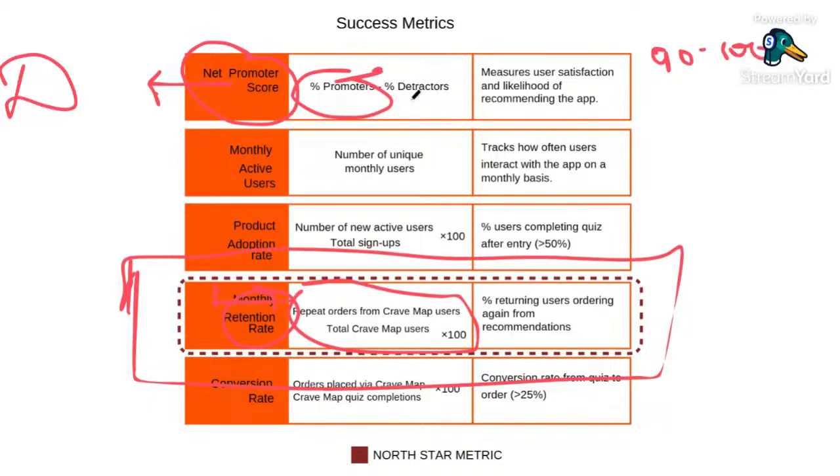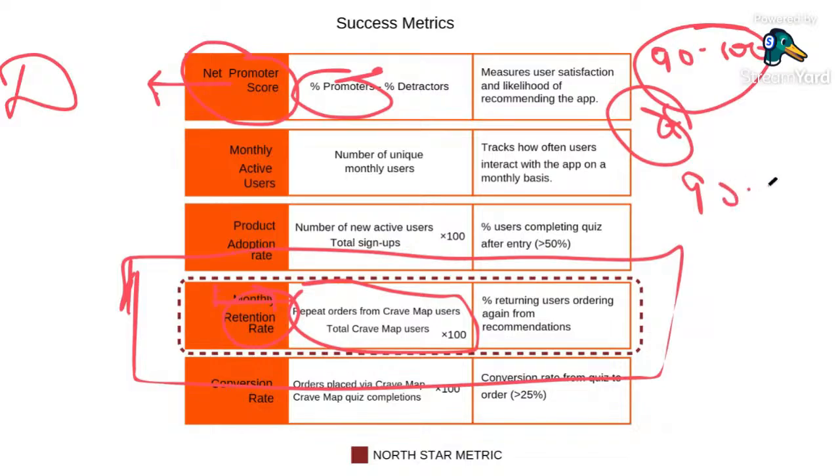Then we have detractors, which is, let's say, 50% or less. So the NPS score will be calculated by deducting the detractors from the promoters. So it will be, let's say, 90 minus 40, so we get 50 as the net promoter score.